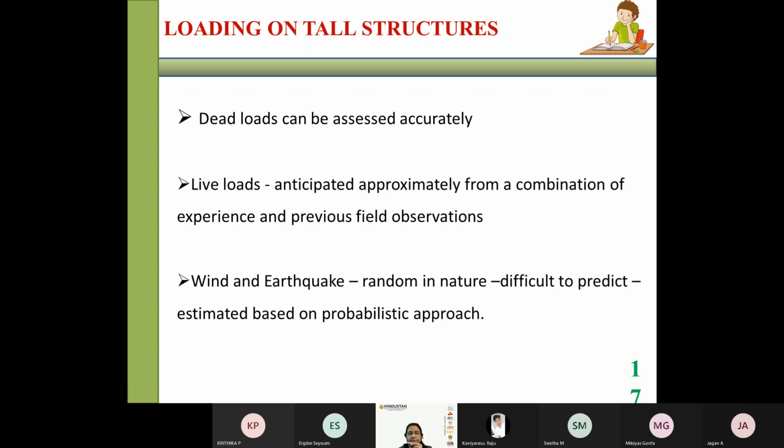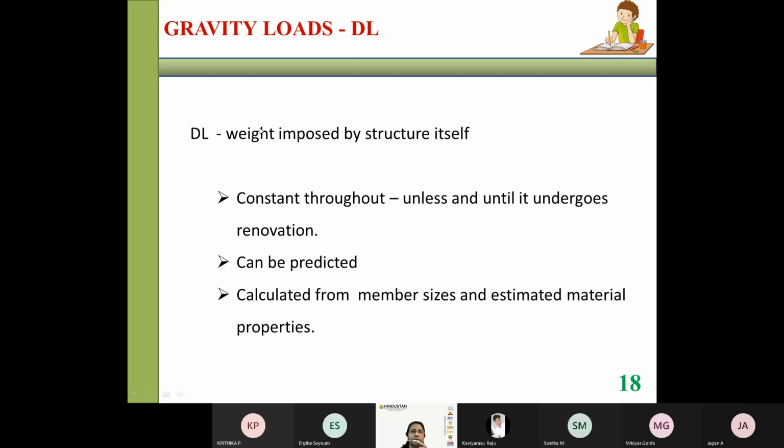So it is actually random. It need not be 180 always. It can be 40 or 50 or 75. So accordingly, it is random in nature. It is difficult to predict, and it is estimated based on a probabilistic approach. Okay. Now one by one, let us discuss.